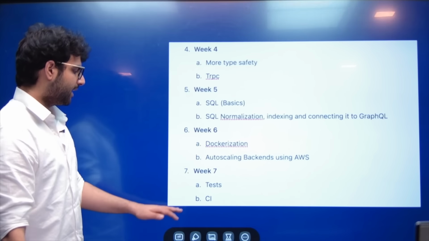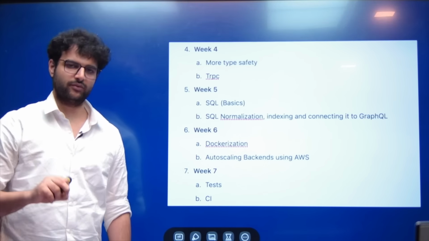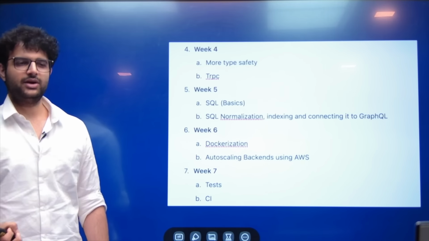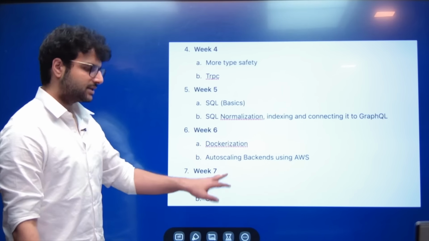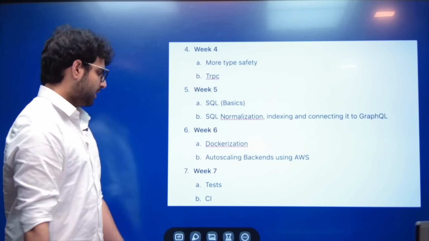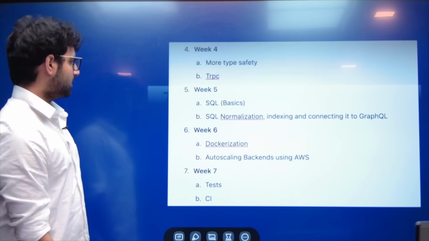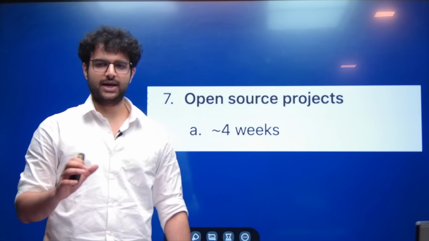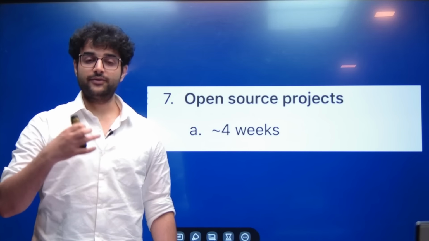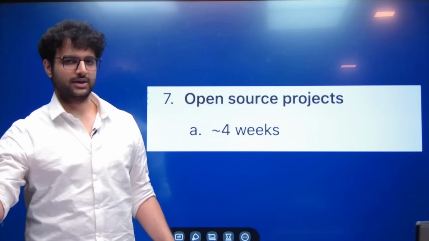Finally, week 7, writing tests and continuous integration. If you've done CD until now, but we haven't written any tests, so we've not touched this side of continuous integration. That's what we'll do in week 7. Week 7 onwards is when we start diving deeper into projects, and if there is a technology that's used in a specific project, we learn that separately.